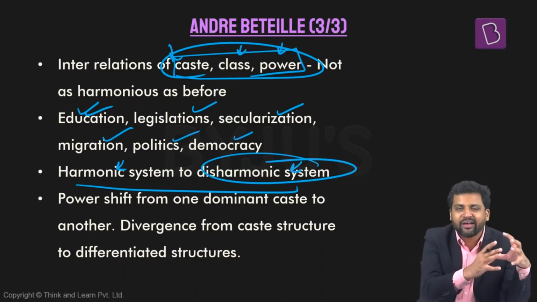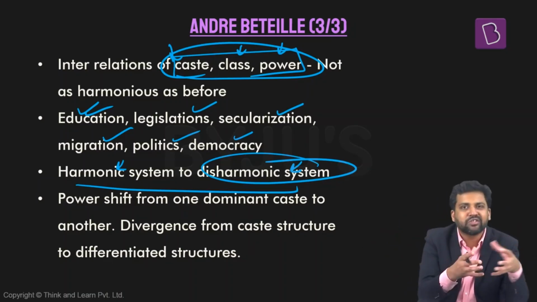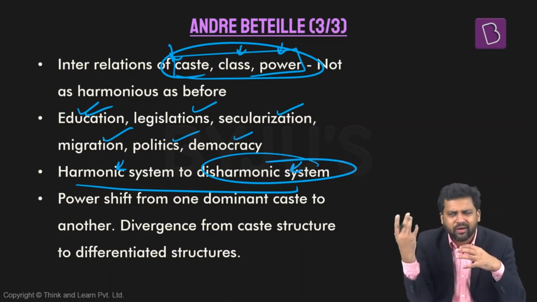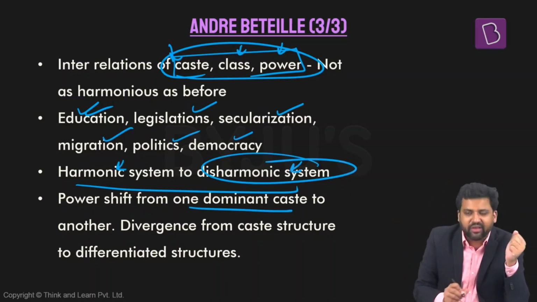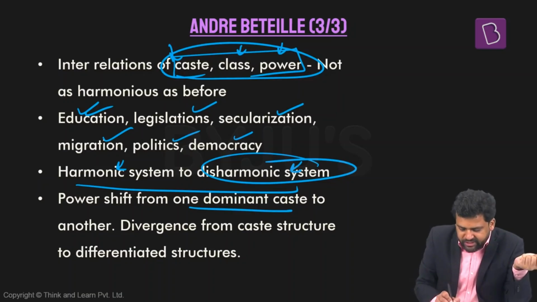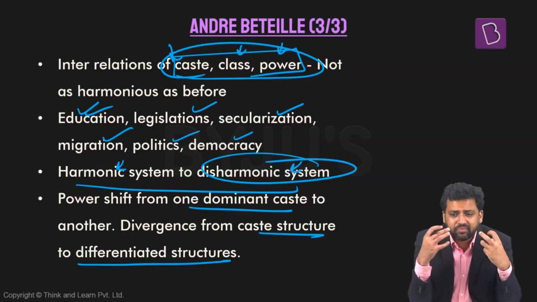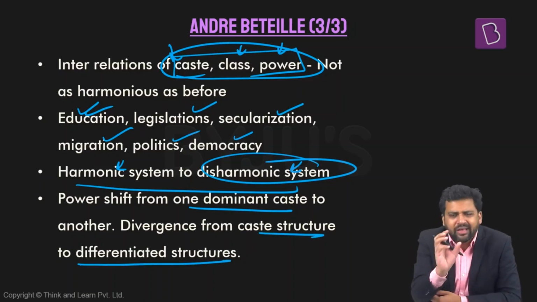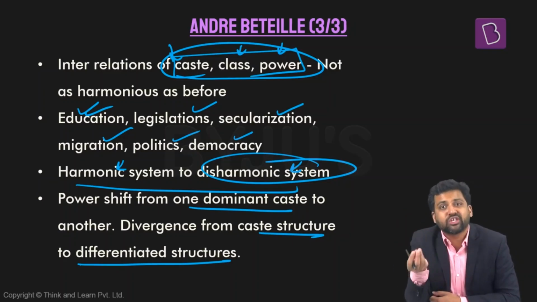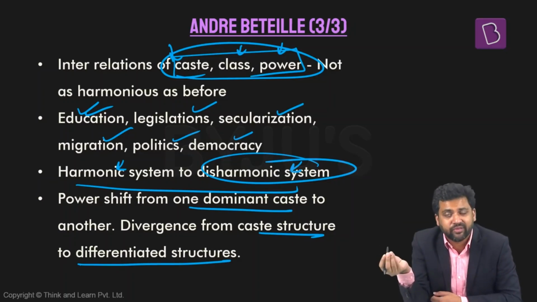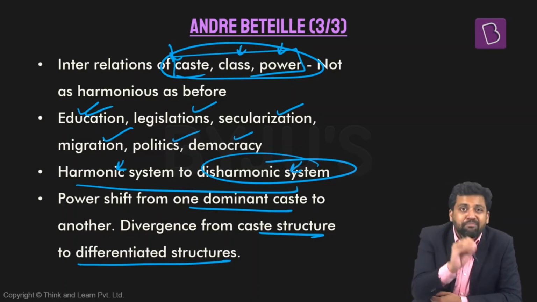Right? You might have had some form of harmony in the past, but that harmony was there because inequality was justified. Now inequality is no longer justified, and it is leading to different kinds of questions and conflicts. Power is shifting from one dominant caste to another dominant caste. And there's a divergence from caste structures to differentiated structures. In the sense that previously power was within caste, and certain castes used to hold power. Now you'll find power in different kinds of new structures that have come, for example, panchayat institutions. These are all different kinds of setups that have formed, and they now have power. So where power resides has changed.